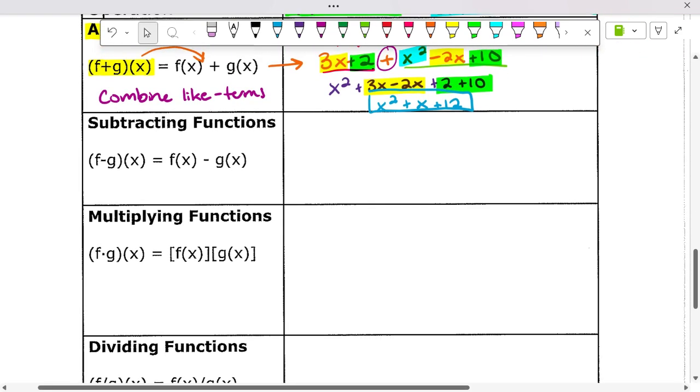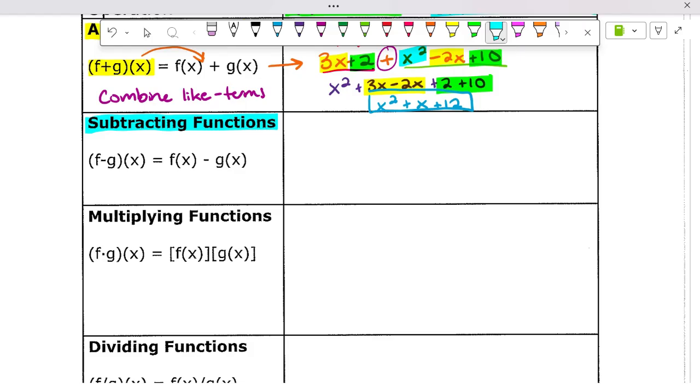All right, subtracting functions. Subtracting functions are very, very similar to adding functions. You're still combining like terms. However, there is one thing you have to do first before you can combine like terms. Does anyone know what that is?